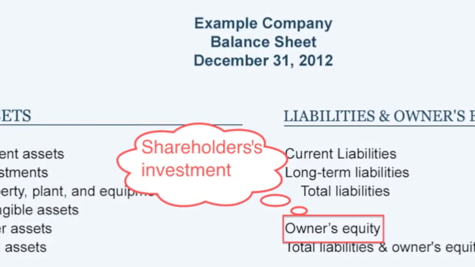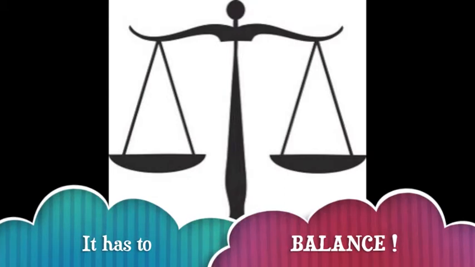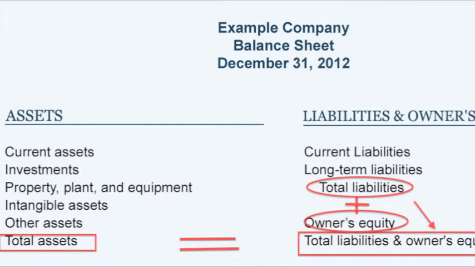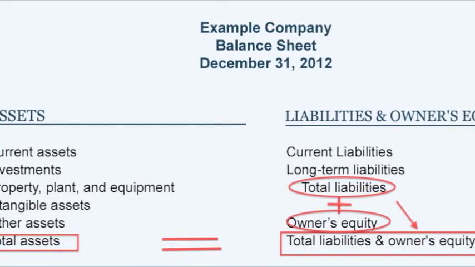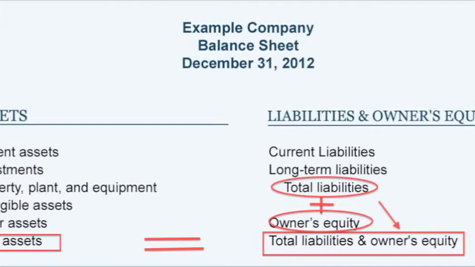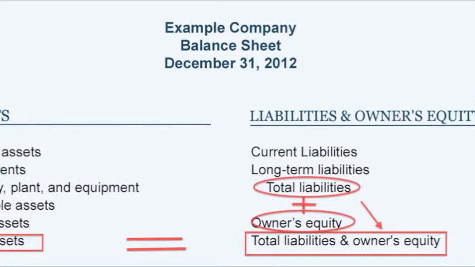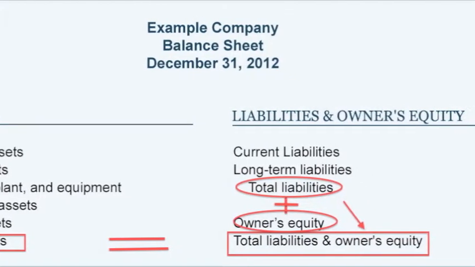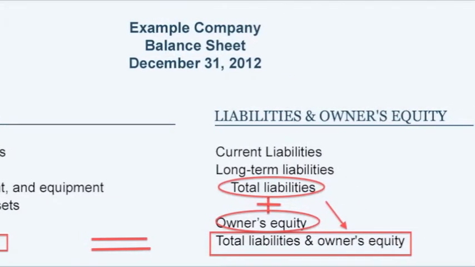The most important thing to understand about a balance sheet is that it has to balance. The left part, assets, should equal the right part, liabilities plus shareholder equity. With all this information, the investors can determine the value of the company.